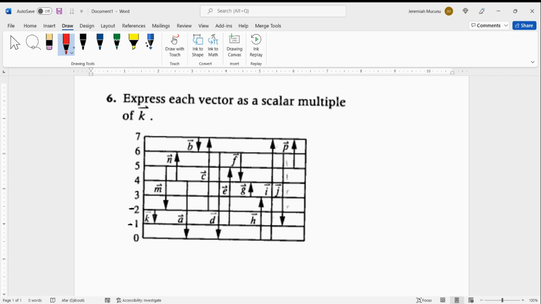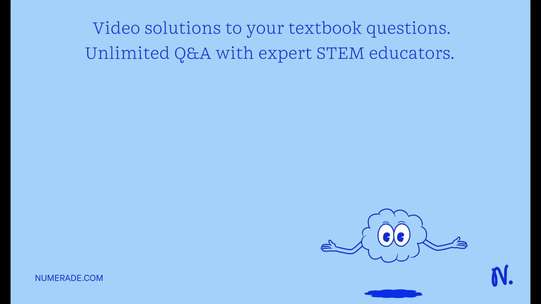So you just need to take note that any vector that is pointing up is going to be negative, and any vector pointing down is going to be positive because k is facing down. So we can take the downward direction as a positive sense.